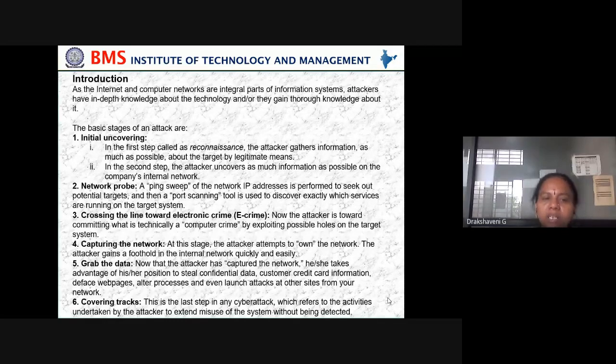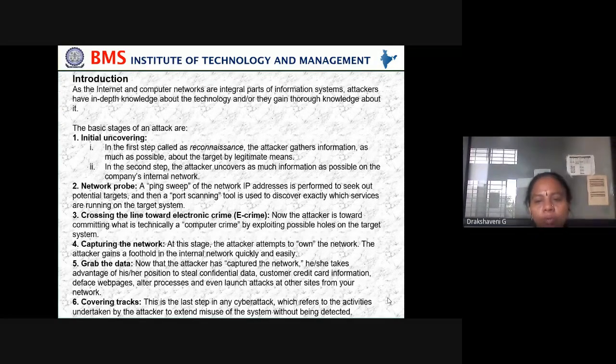In the third stage, crossing the line towards electronic crime, they see about e-crime. Now the attacker is toward committing what is technically a computer crime by exploiting possible holes on the target system. That's what crossing the line towards electronic crime, e-crime, is.